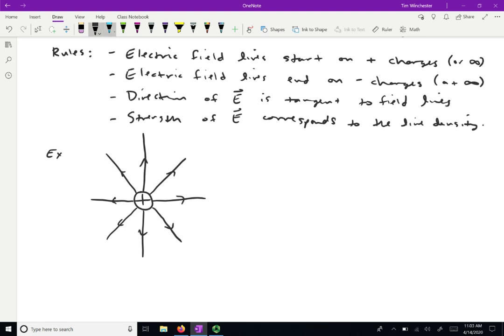They have arrows that tell us the direction, and the direction of the electric field at any given point is going to be tangent. So if I pick some spot here, the electric field will point away. If I draw an electric field vector here, it'll point away, just along the lines. As for strength, if we look near the charge, the lines are close together, and further away, the lines are further apart. That tells us that the electric field is strong near the charge and weak further away.